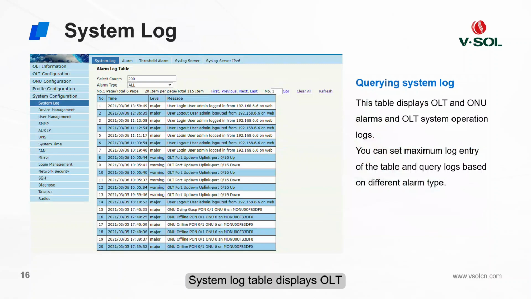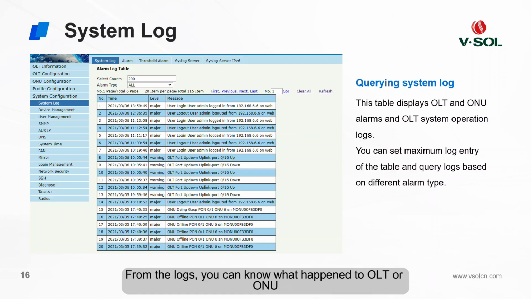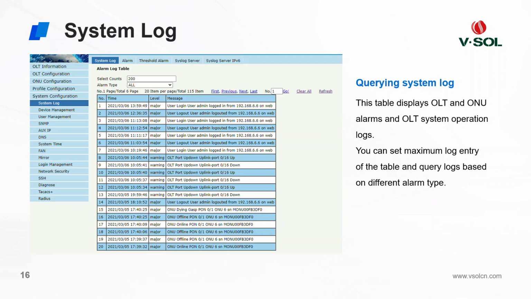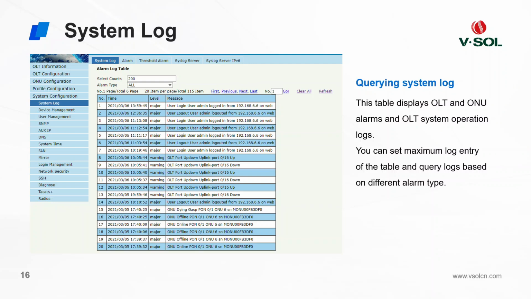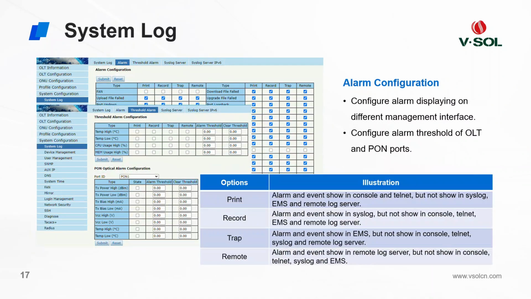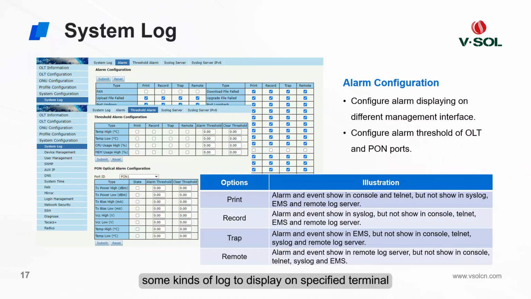The system log table displays OLT and ONU alarms and OLT system operation logs. From the logs, you can know what happened to the OLT or ONU. You can set the maximum log entries of the table and query logs based on different alarm types. If you don't want some kinds of logs to display on a specified terminal, you can disable them.